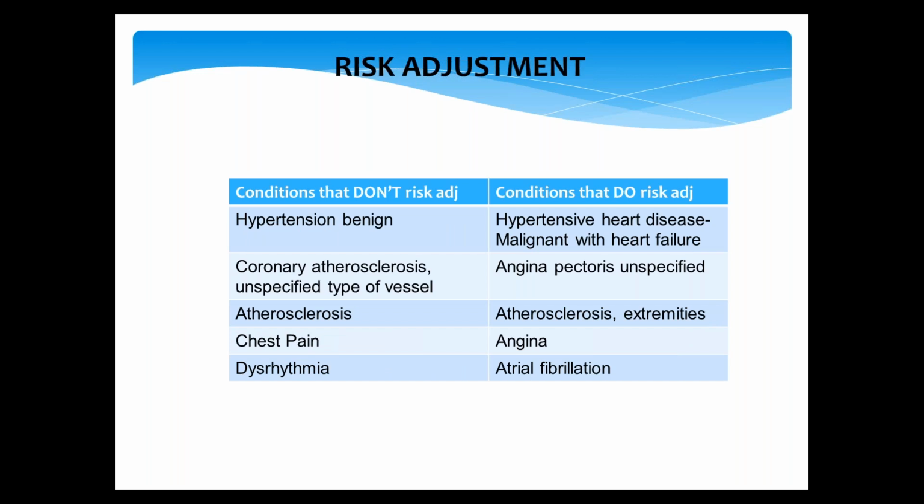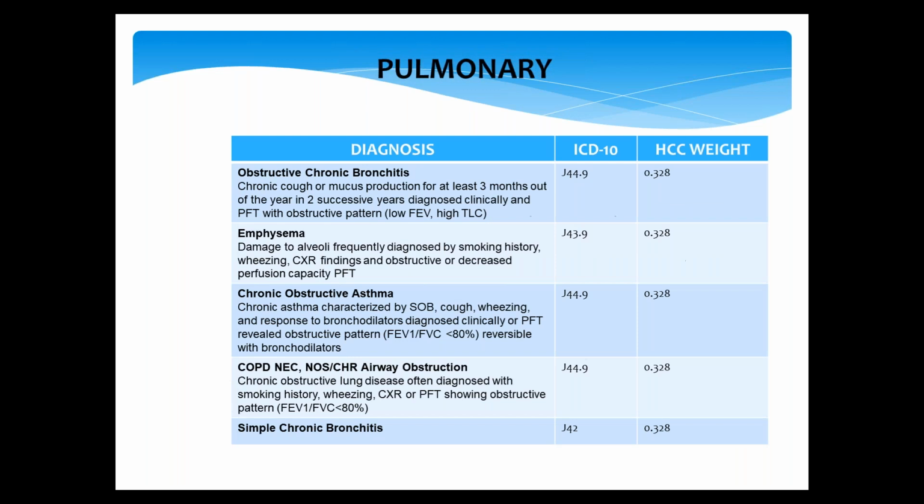So, in cardiology, risk conditions that don't risk adjust: hypertension does not risk adjust, but it does, remember, risk adjust for the drug, so you always want to include it. The condition that does give you a RAF score is the hypertensive heart disease malignant with heart failure. Coronary atherosclerosis, I said, doesn't risk adjust, but angina does. Atherosclerosis by itself doesn't adjust, but atherosclerosis of the extremities for peripheral vascular disease will. Chest pain won't do it, but angina will. Dysrhythmia definitely won't adjust. You have to be more specific, AFib.